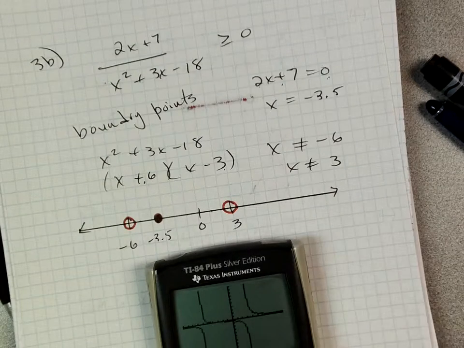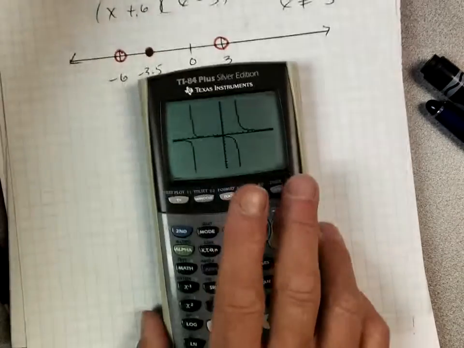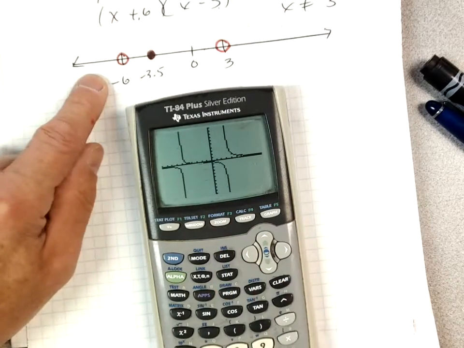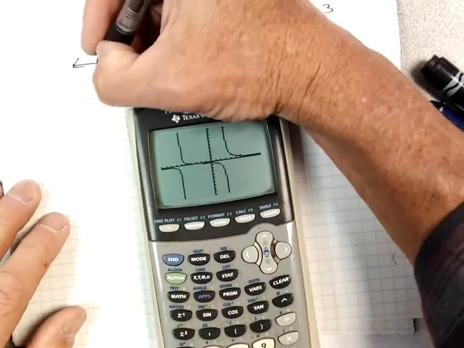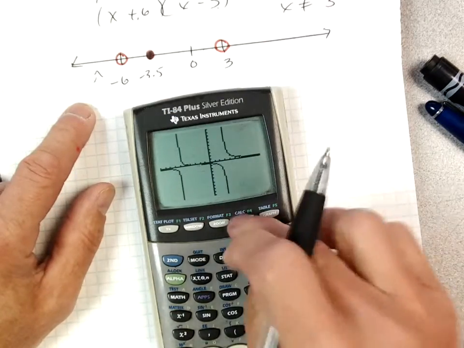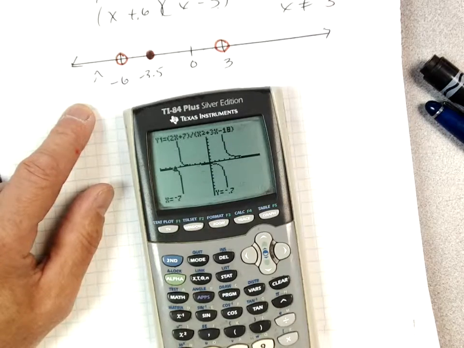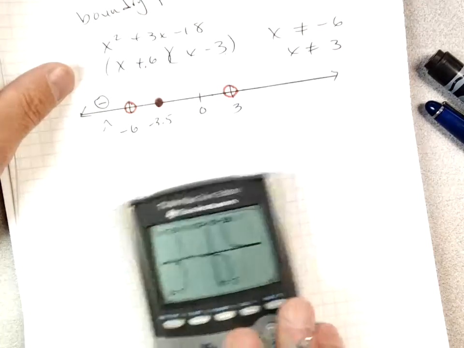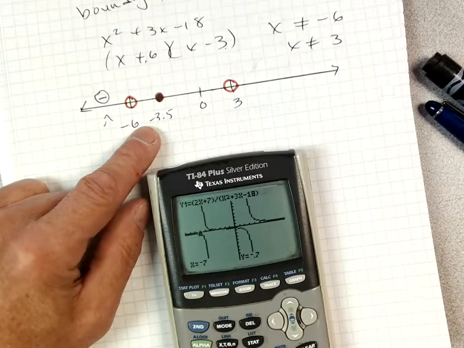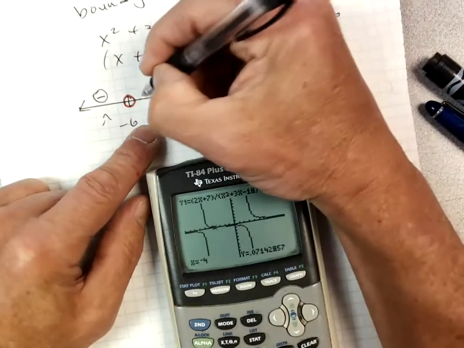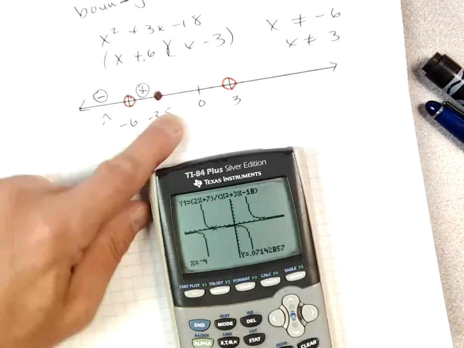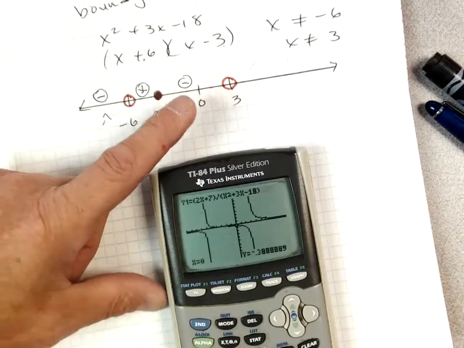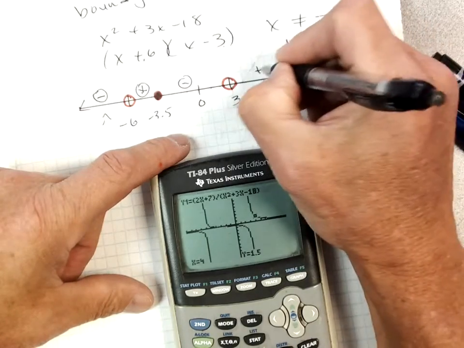But again, the easiest way to do it is test your regions, okay? So let's test. I've got 1, 2, 3, 4 regions. Let's test negative 7. Let's find out what happens at negative 7. So I go trace, negative 7, and I get a negative value. Okay, so it's a negative value right in there. Let's try maybe negative 4. And I get a positive value right in there. Let's try 0. I get a negative value in that region. Let's try 4. And I get a positive value here, okay?